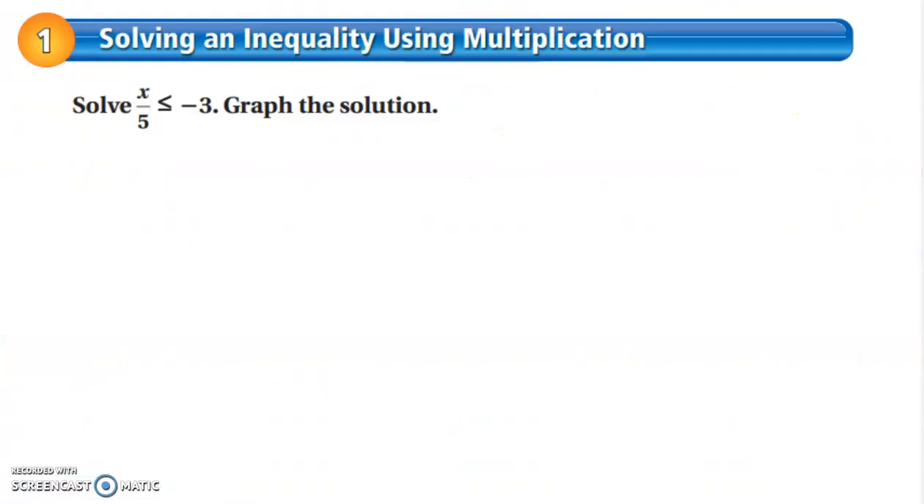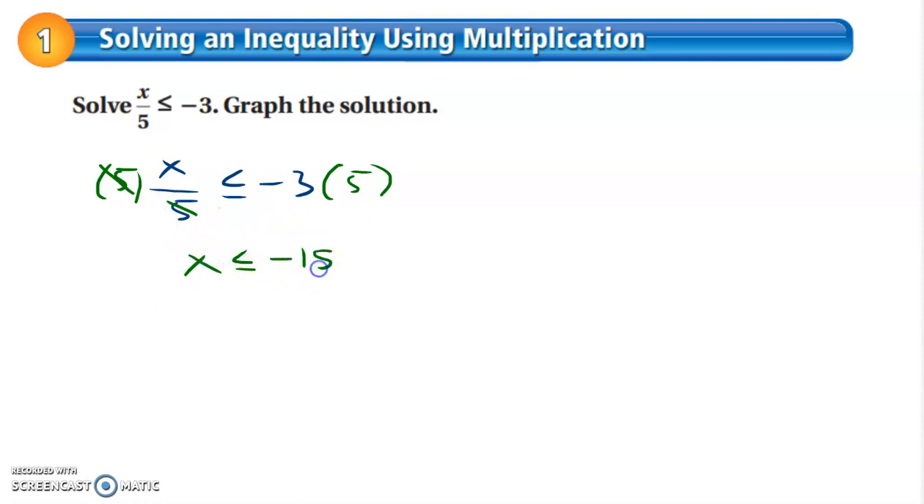All right. First off, if you solve an inequality using multiplication and you multiply by a positive number. So here we have x over 5 is less than or equal to negative 3. We'd have to multiply each side by the denominator. So times 5 here, times 5 on this side. That cancels out the denominator. We get x is less than or equal to negative 15. We solve it exactly the same way we would an equation.